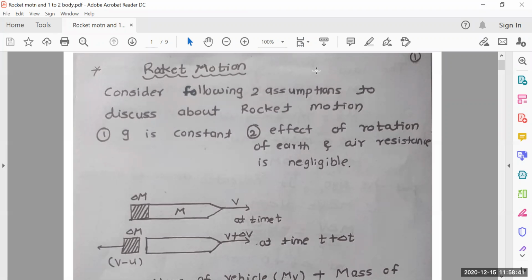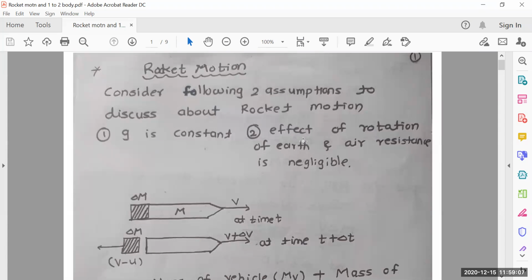So today we are going to see rocket motion, and we are going to discuss the equation for rocket motion. Before that, we have to consider these two assumptions. First, g is constant. That means we have to consider that acceleration due to gravity for rocket motion is constant. Okay, it is not going to change.